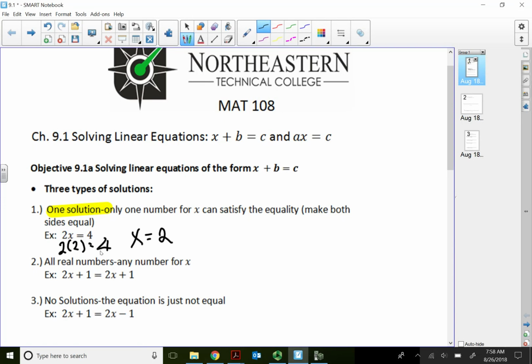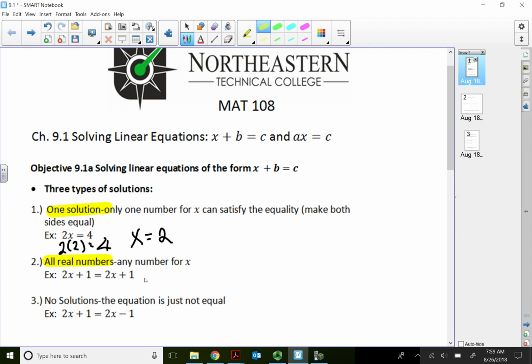Another type of solution is all real numbers. That means any number I choose for x can make the left side equal to the right side. Obviously, if you look at this equation, the left side is equal to the right side already. So it does not matter what number I choose for x, both sides will always be equal.